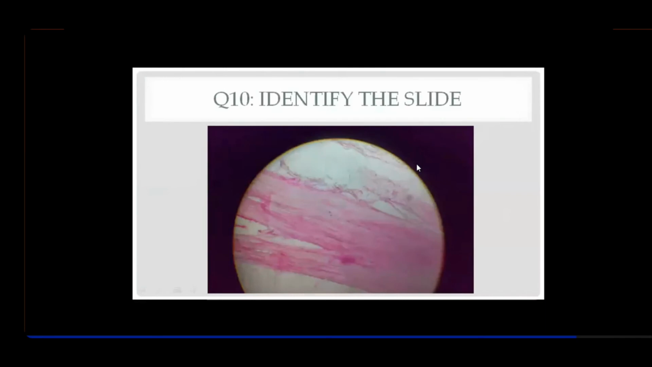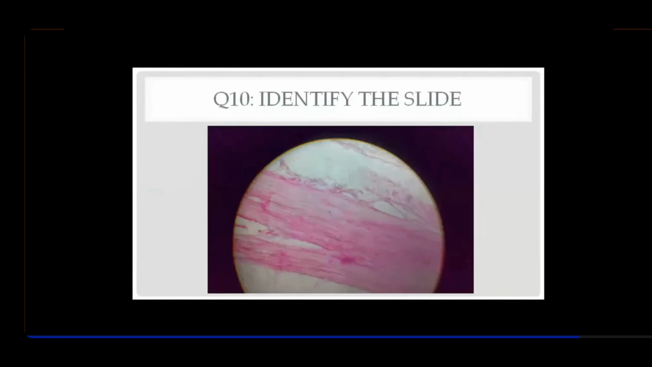Identify the slide. Fibrocartilage. Fibrocartilage is an example of a regular dense fibrous connective tissue or an irregular dense fibrous connective tissue? Regular, sir. Regular. I had taught you about that.